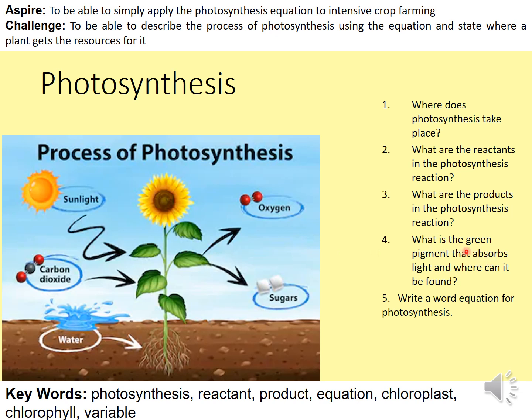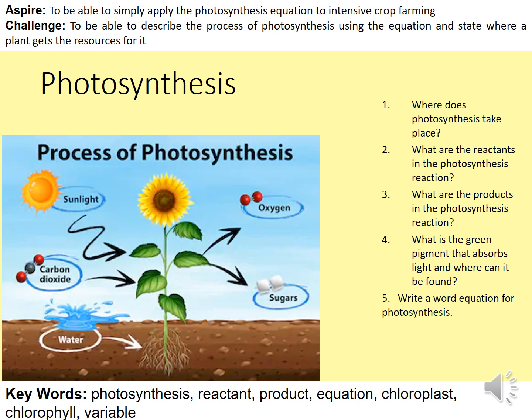Question number 4. What is the green stuff, pigment, that absorbs light, and where can it be found? So we're going to use our keywords down here. The green stuff is a lovely man with green skin, is called chlorophyll. There he is, Mr. Philip. And the chlorophyll is found inside a chloroplast, and both of those structures are inside a leaf.